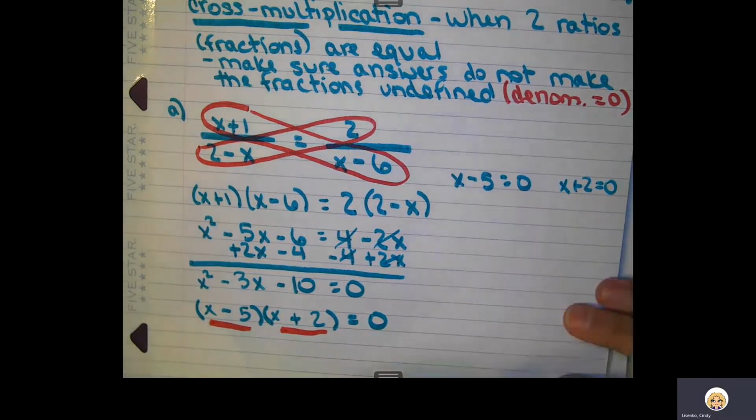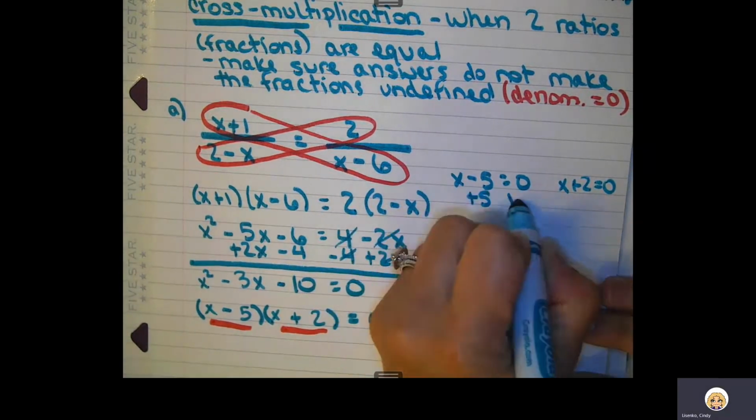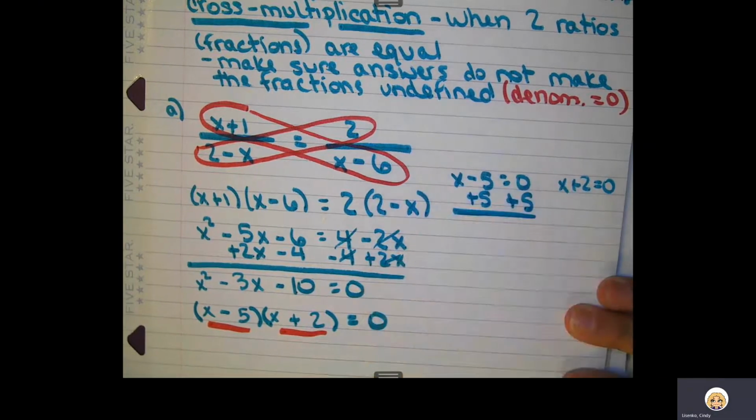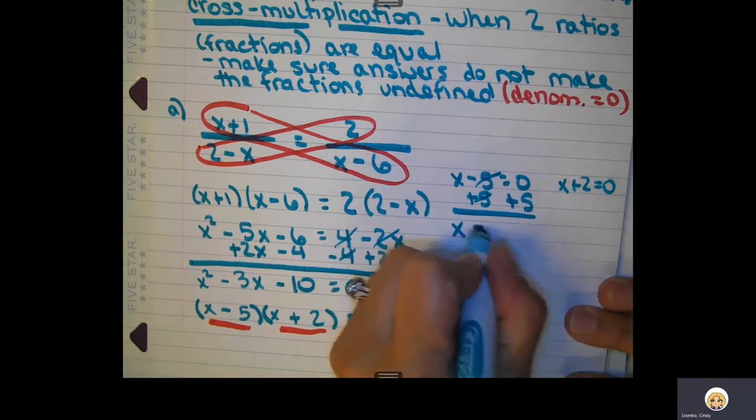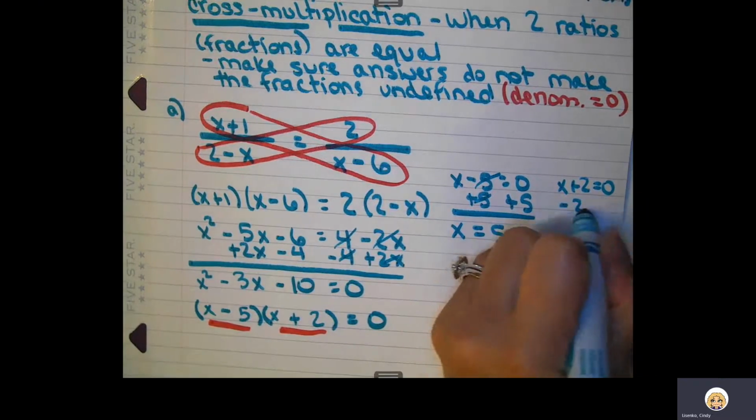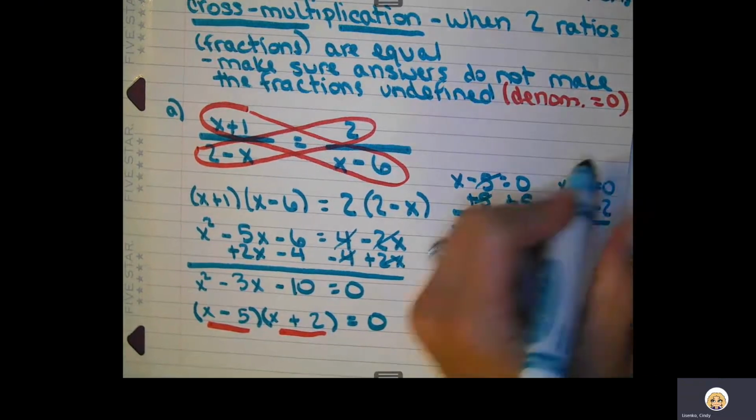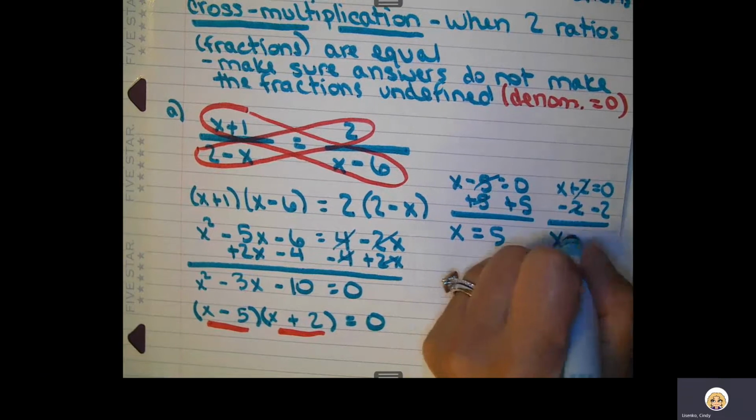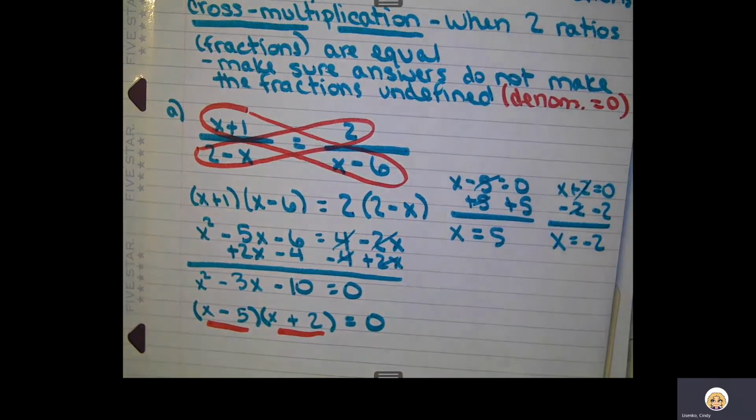Now we solve them both. So I'm going to add 5 to both sides. We get x equals 5. I'm not going to circle it yet, just in case. Over here, I'm going to subtract 2 from both sides. My 2's cancel out, and I get x equals negative 2. I'm not going to circle it yet.